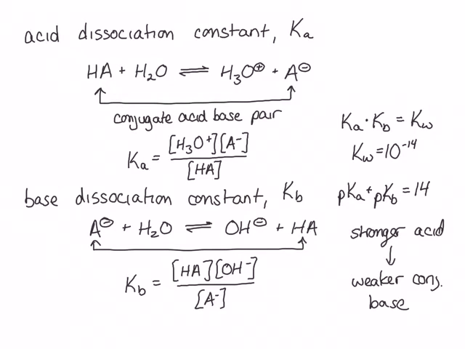And this is important because acid-base equilibria favor the formation of the weaker acid and the weaker base pair. And so if we can determine which is the weaker and which is the stronger of each, we can determine in which direction the equilibrium lies.